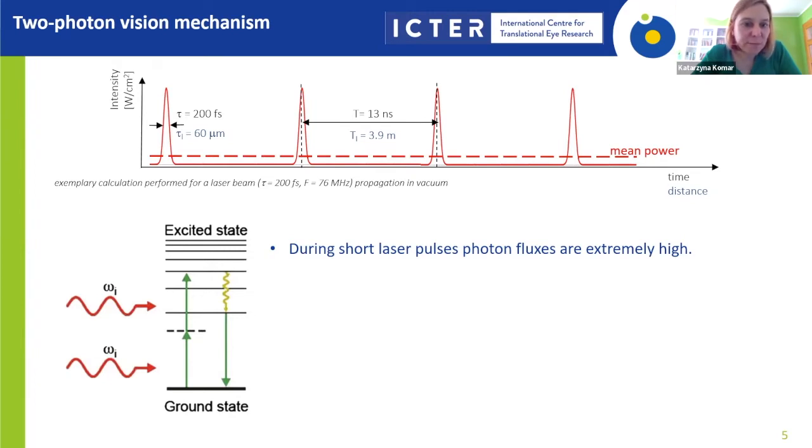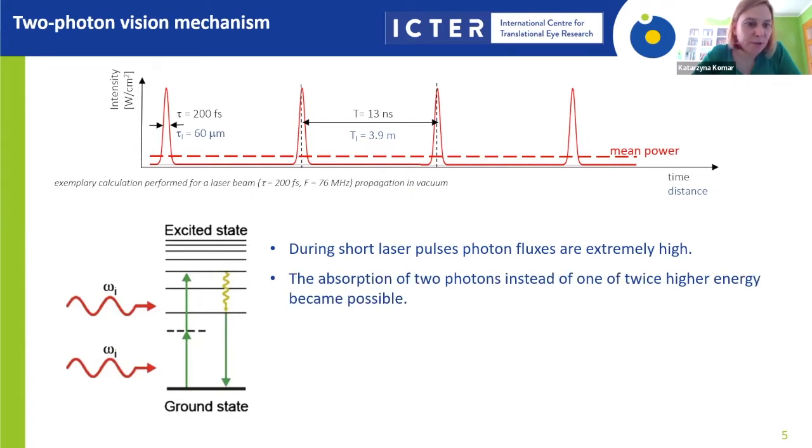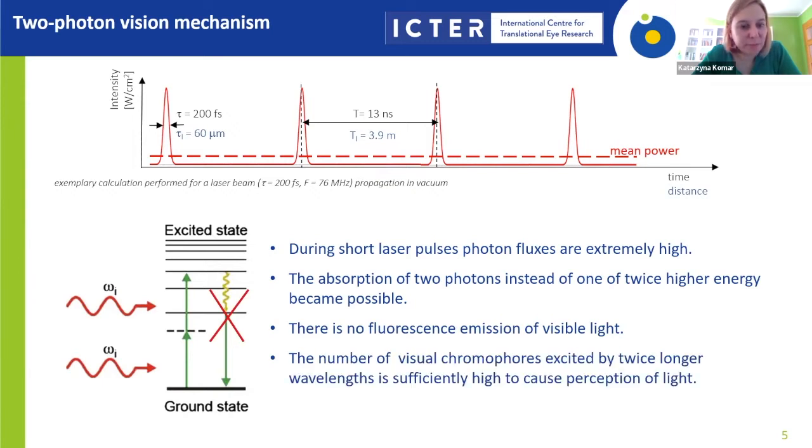So during such short laser pulses, photon fluxes are extremely high, and then it can happen that absorption of 2 photons instead of 1 of twice higher energy is possible. And then this absorption occurs in our visual chromophores. So our visual chromophores isomerize because of absorption of 2 photons instead of 1 in the process which is called 2-photon absorption. But what is important, there is no fluorescence emission of visible light. Our visual chromophores isomerize, and the number of such isomerized visual chromophores is sufficiently high to cause perception of light.